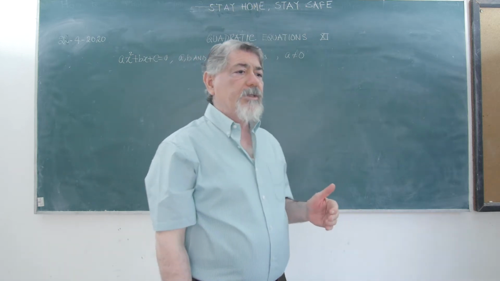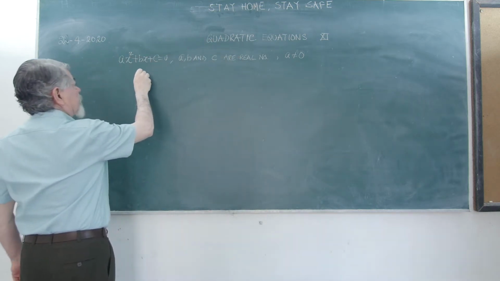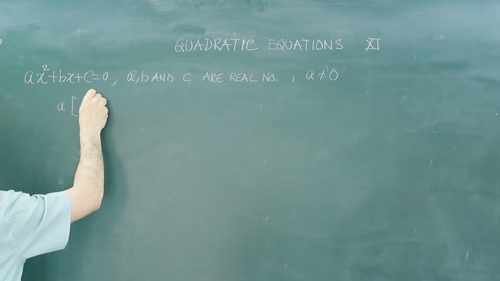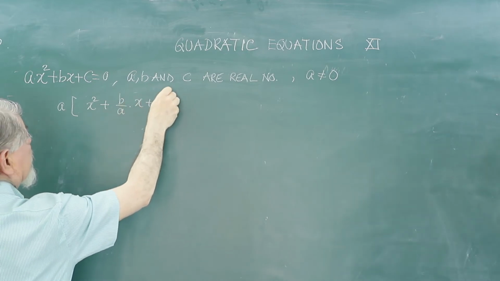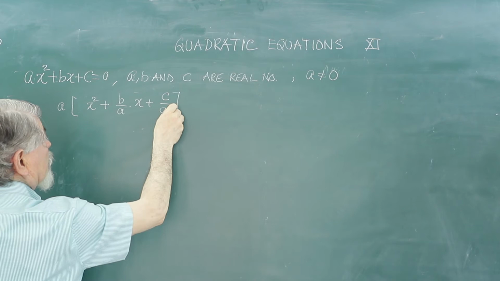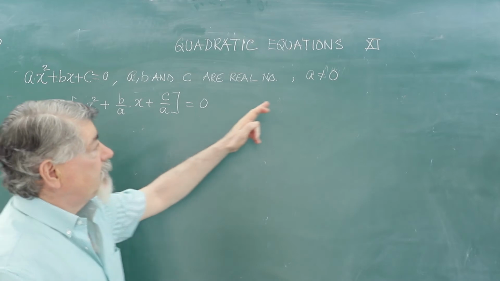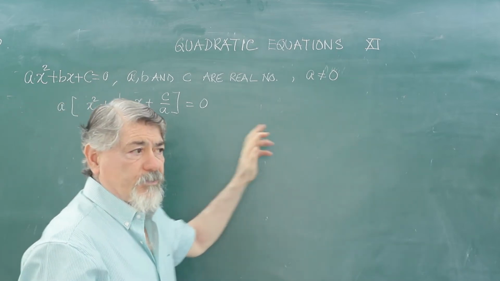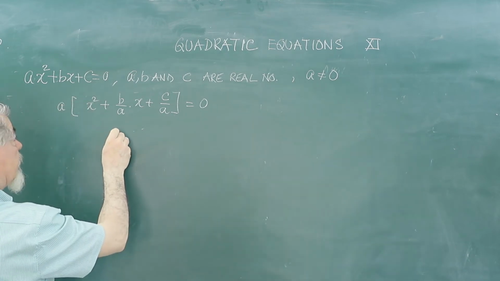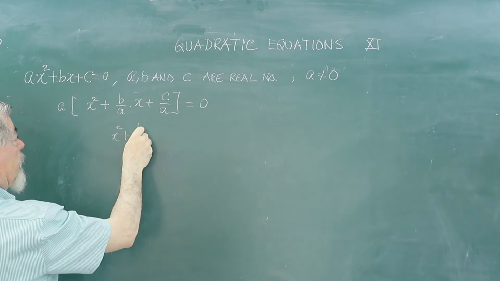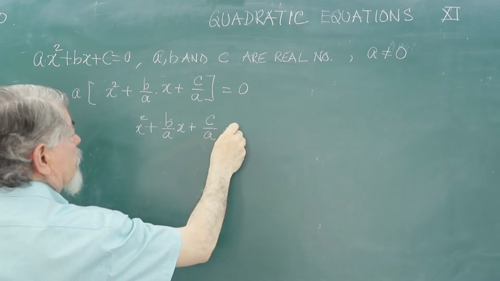Now what we are going to do is show you certain things. If I take a common from this equation, I get x square plus b upon a x plus c upon a is equal to 0. In the next step, I have already said that a cannot be equal to 0. So that means this second portion is going to be equal to 0. That means x square plus b upon a x plus c upon a will be equal to 0.